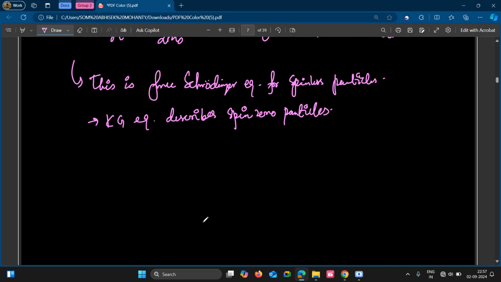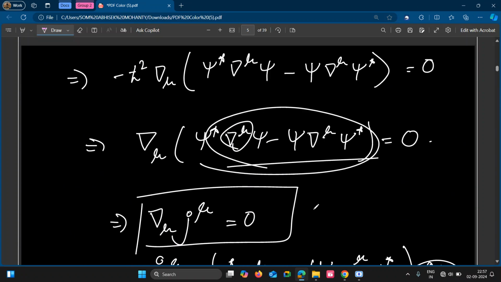So this was all about your KG equation. We will do more in the next section, because in this chapter we have to move very slowly. Otherwise you won't be able to understand a lot of things and they will be skipped.